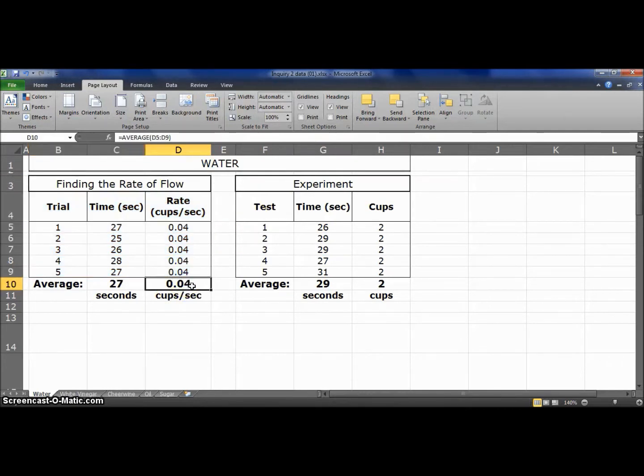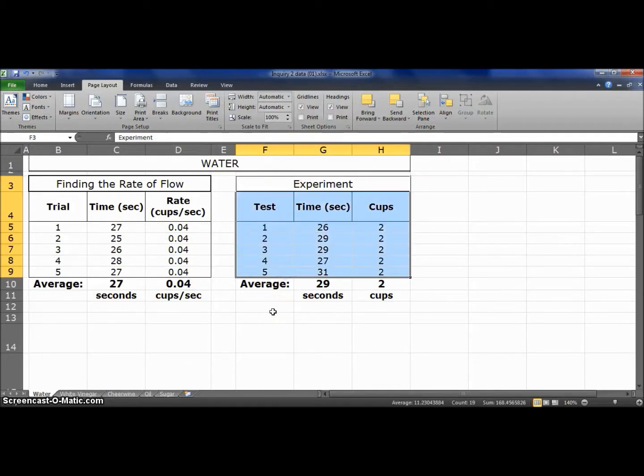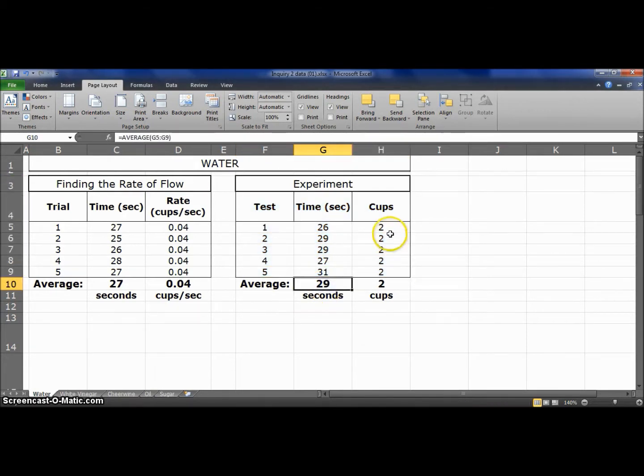And so our average rate was 0.04 cups per second, which we needed for the experimental part. In the table to the right, we have all of our data that we got after we did the actual experiment. We did 5 tests, and we started with 1 cup of water already in the measuring cup because there was already some snow on the ground in the original problem. So for this situation, we started with 1 cup and we wanted to increase it to 2 and see how many seconds that would take. Our average was about 29 seconds, and we took these times and used our original rate of flow to calculate how many cups we should have gotten to see if our experimental and mathematical data matched up.